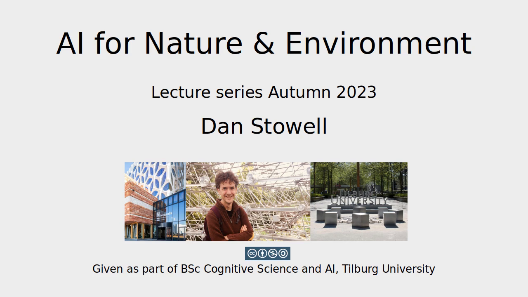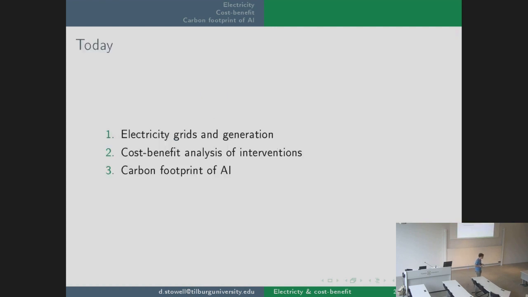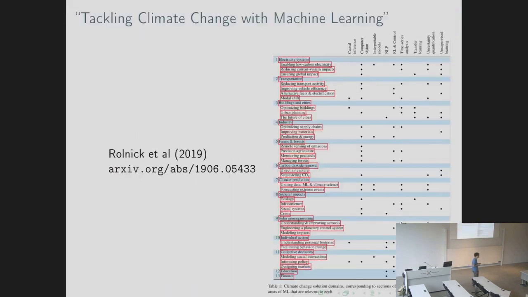So, yes, today we're going to take a slightly different topic. We're going to talk about electricity generation, and we're also going to talk about cost-benefit analysis and critiques of certain interventions. Those two topics are kind of separate, but we're also going to put them together. To the extent there's time left, we're going to do a little bit about the carbon footprint of AI itself.